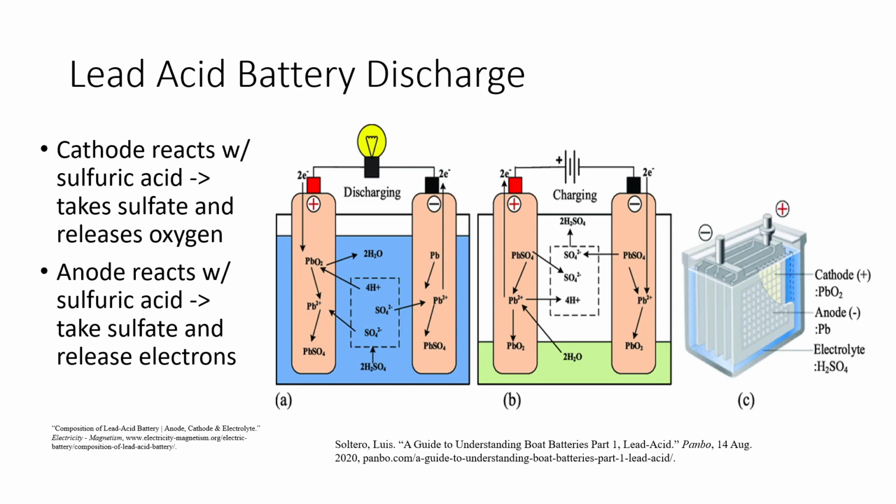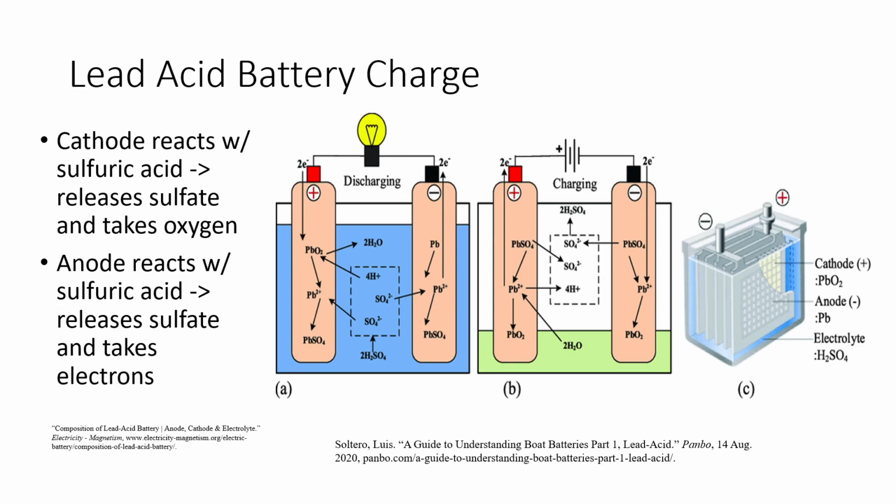For the lead acid battery discharging, we're going to look at figure A, and both the cathode and the anode are going to react with sulfuric acid when there's a load attached to them. In this instance, it is a light bulb being lit. So both the cathode and the anode are going to take in sulfate from the sulfuric acid, and the cathode is going to release oxygen. So if you take sulfate from sulfuric acid and give it oxygen in place, it's going to make water molecules. That's why there's so much blue in figure A. It's creating more water. The anode is going to take sulfate and it's going to release the electrons that are going to flow from the negative terminal to the positive terminal, lighting the light bulb. Simple enough.